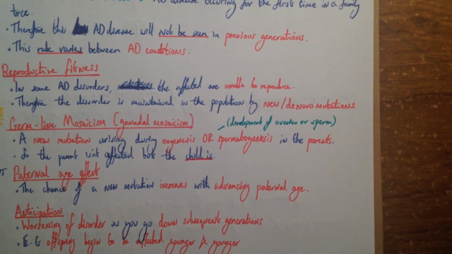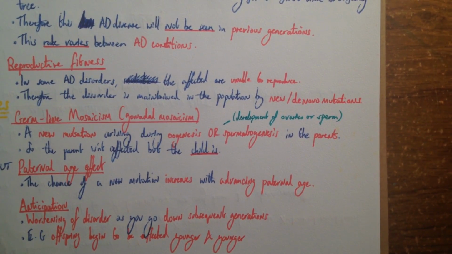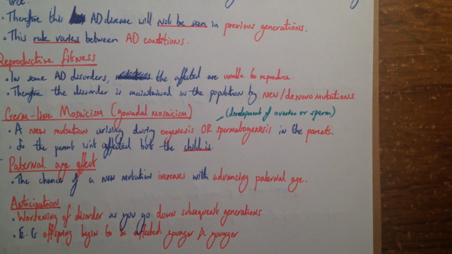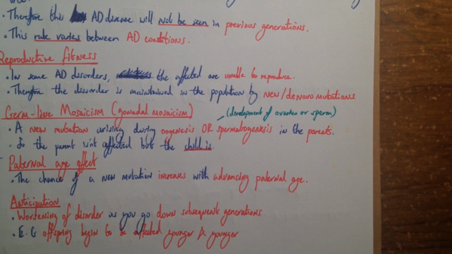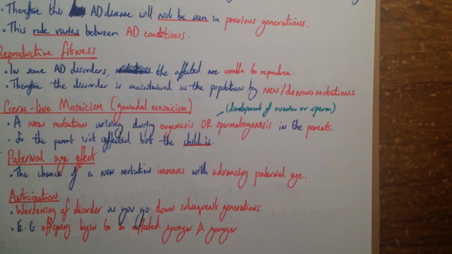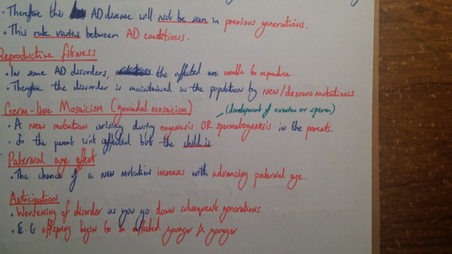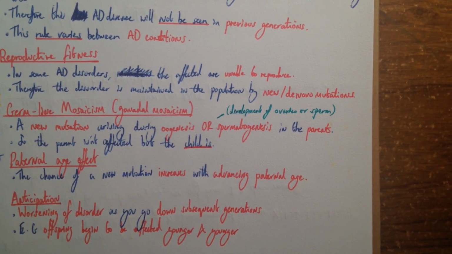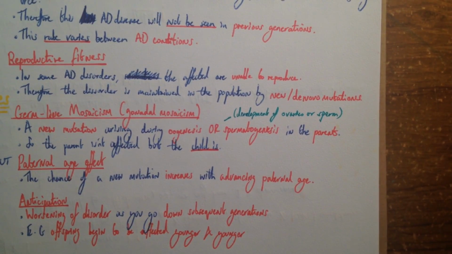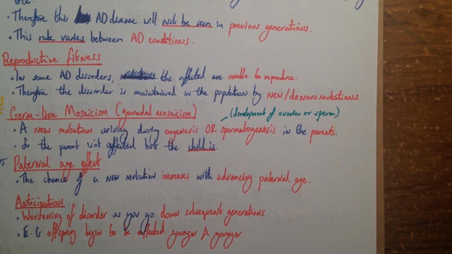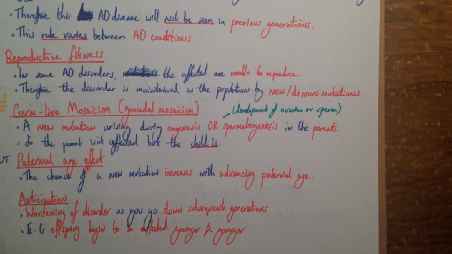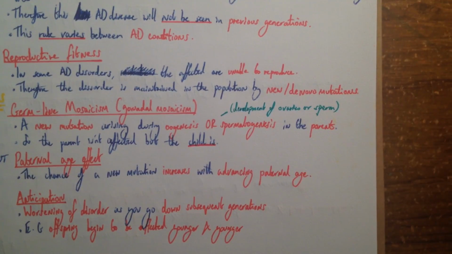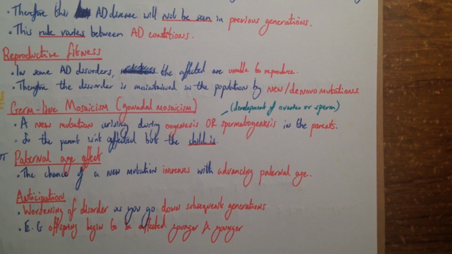Germline mosaicism, or gonadal mosaicism, is a new mutation arising during oogenesis or spermatogenesis, the development of the ovaries or the sperm, in the parent. So the parent isn't affected, but the child is affected, unfortunately.